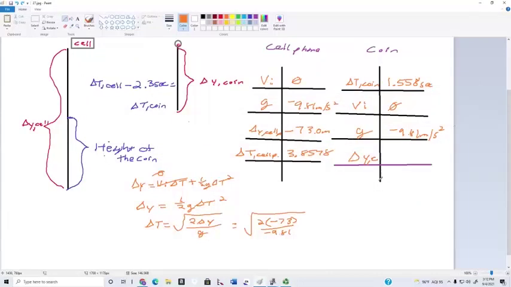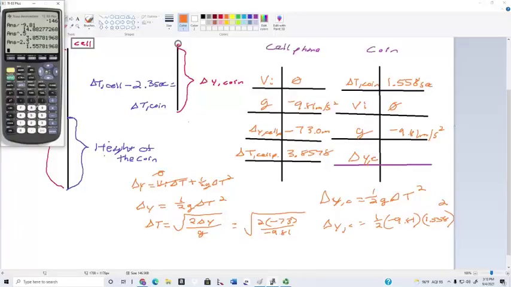Problem solved. Okay, so we're trying to figure out delta y of the coin. It's this equation right here: delta y equals vi t plus 1/2 g t squared. But again, I don't need that middle term because vi is 0, so I'm not going to waste time writing it. That's 1/2 g delta t squared. So delta y of the coin equals 1/2 times negative 9.81 times t squared, that's 1.558 squared.